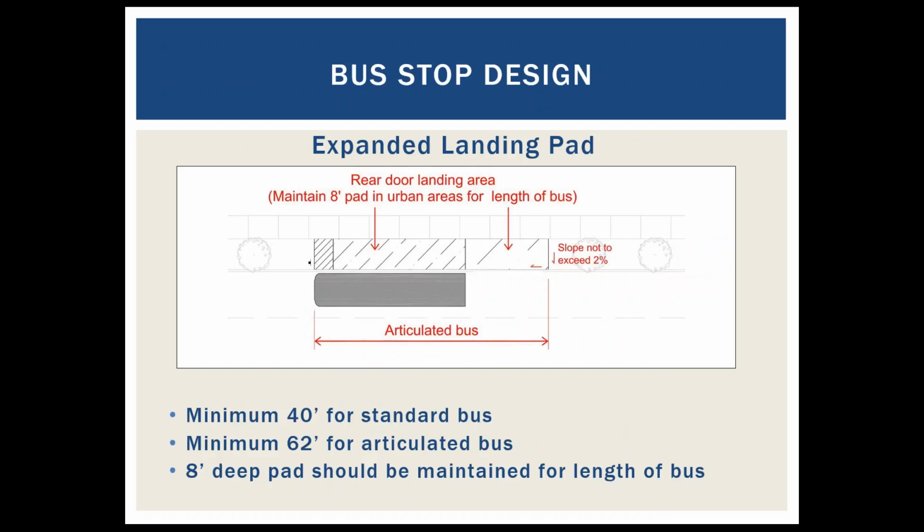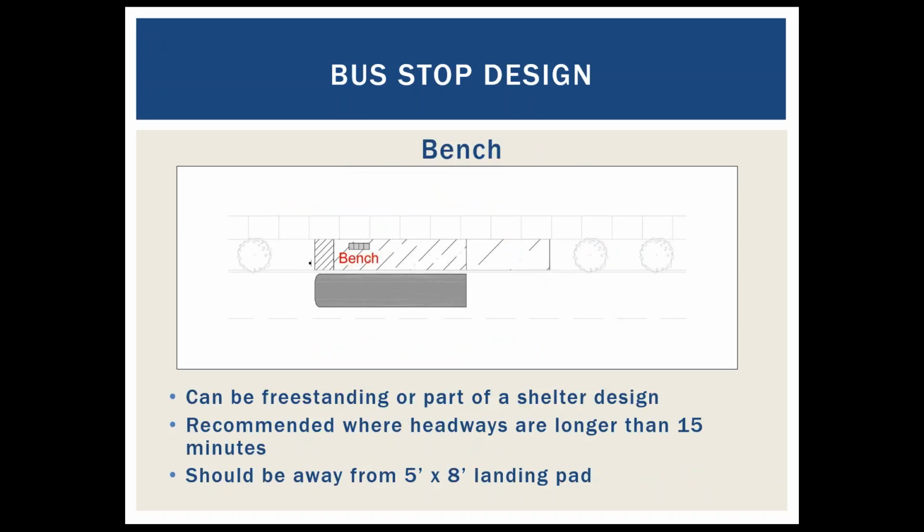So ideally, you'll be able to provide an expanded landing pad so that people that are boarding or alighting the bus can use the front and back doors. And so that's about 40 inches, or excuse me, that's 40 feet for a standard bus, and for an articulated bus, it's longer, about 62 feet. Ideally, that 8-foot deep pad should be maintained the length of that bus. You can also have amenities, such as a bench. The bench could be freestanding or part of a shelter. Those are typically recommended in areas where you have headways greater than 15 minutes, but it shouldn't conflict with that landing pad, that ADA pad.